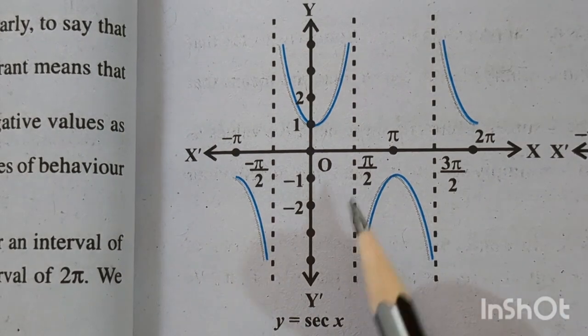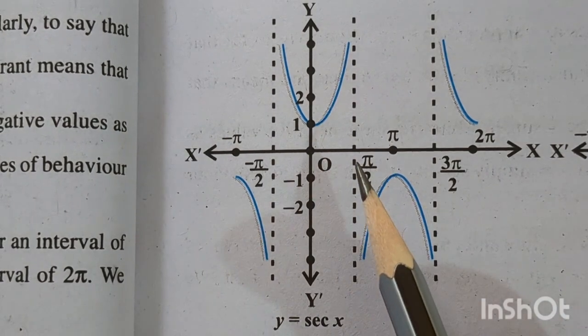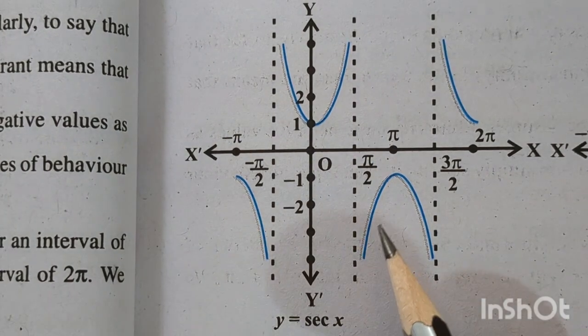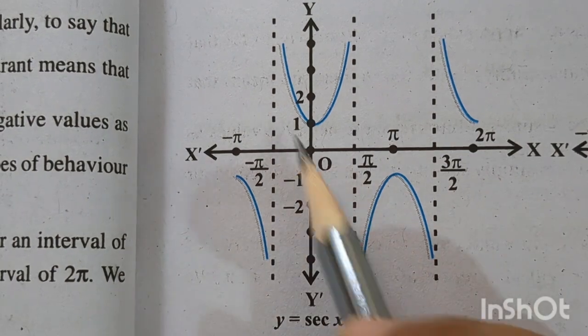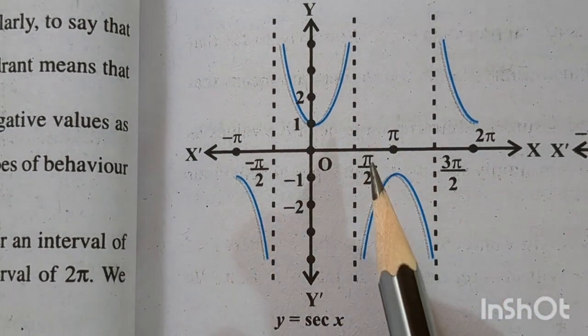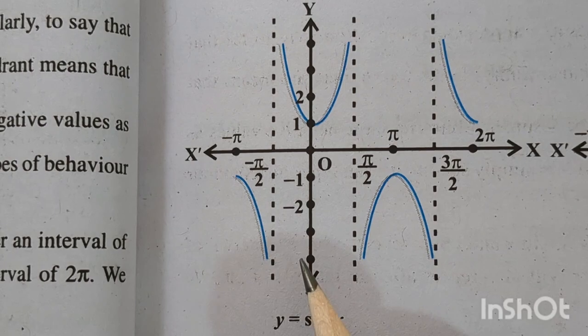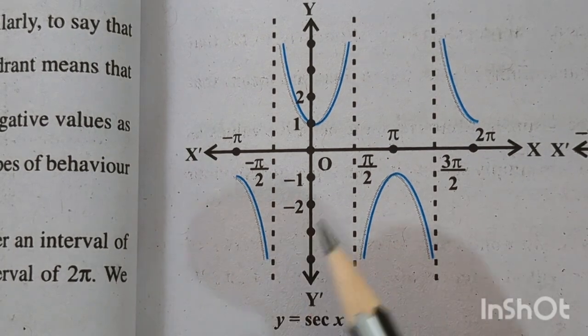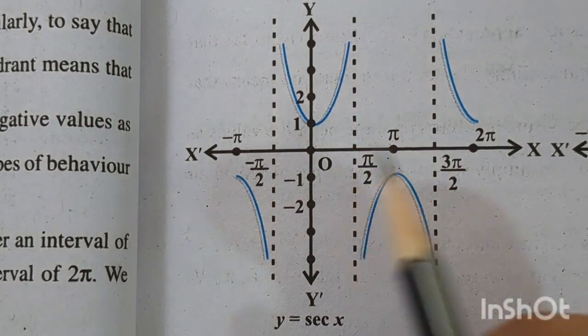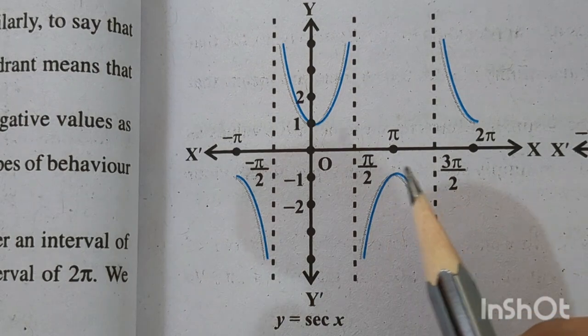Now you see, this is the graph of the trigonometric function sec x. And sec x is the reciprocal of cos x. So the values of sec x also will repeat after an interval of 2 pi.